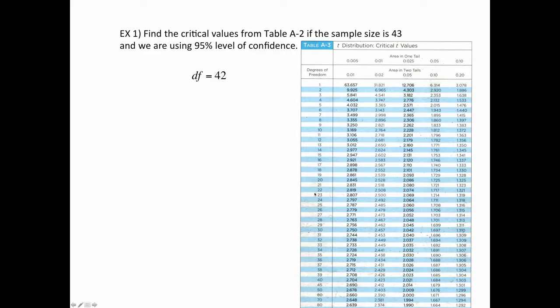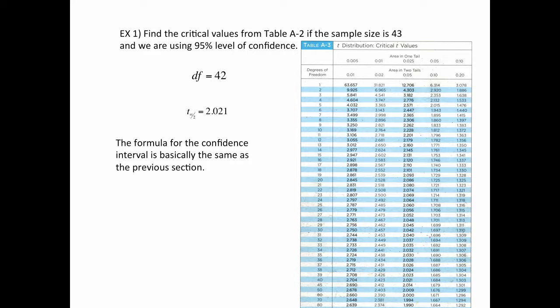And because it's 95% level of confidence, then I should be using this 0.05. So go down the middle column, and we're going to be using the 40. That is right here, 2.021. So there's the critical value.